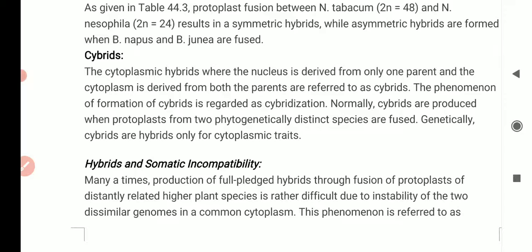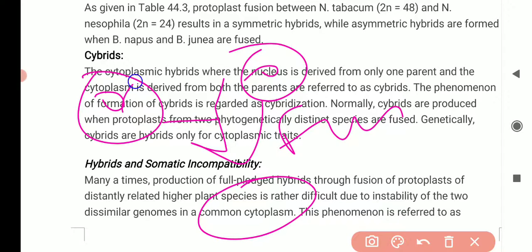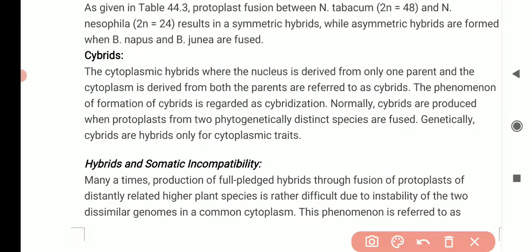So what are cytoplasmic hybrids? Hybrids without any nucleus. So this is A and B. Then you add some fusogen, then you fuse, but somehow the nucleus escapes. Only the cytoplasm of A and B are fused. So that is your cytoplasmic hybrid.